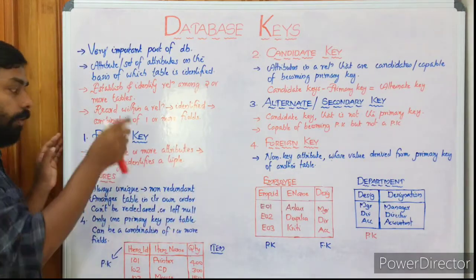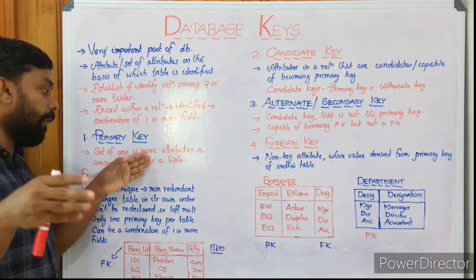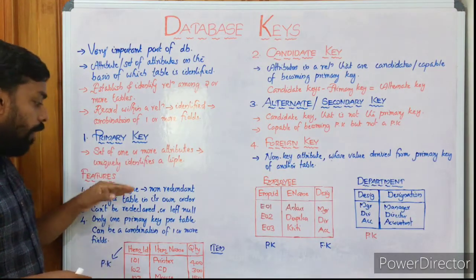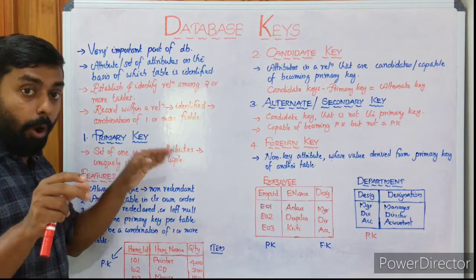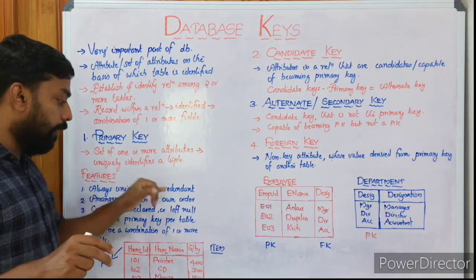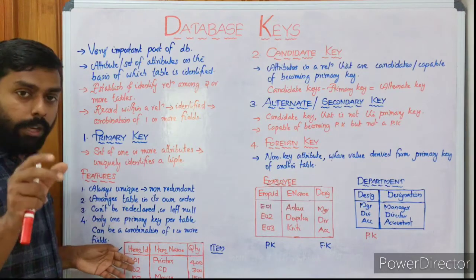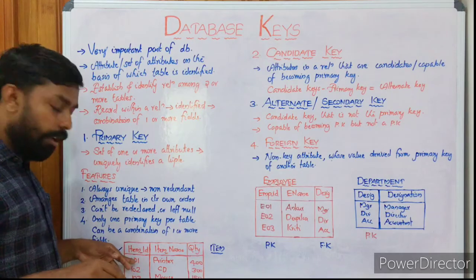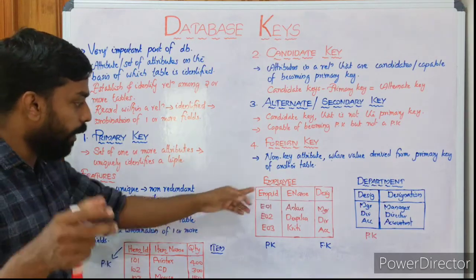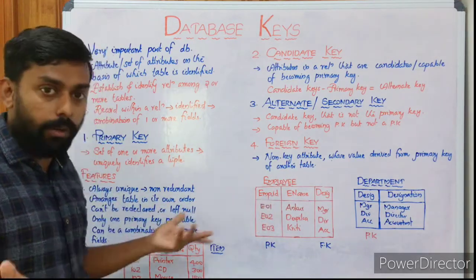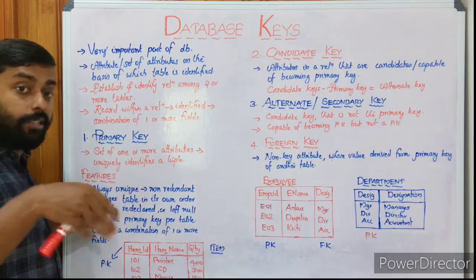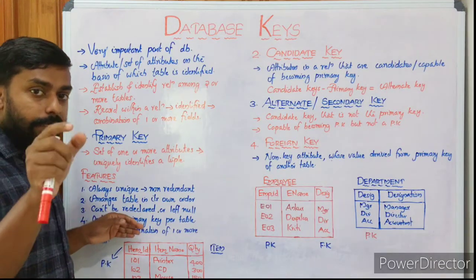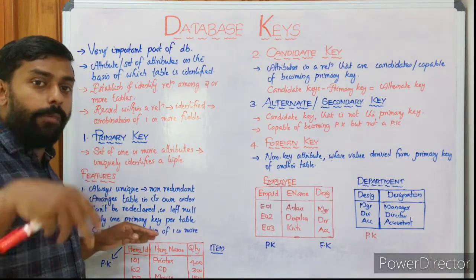Then we have four keys. The first one, primary key. It's a set of one or more attributes that uniquely identify tuples in a relation. Features: it must always be unique, non-redundant, and it arranges tables in its own order. Normally it will be a numeric value, or it can be alphanumeric, like I101, I102. Here in this case E01, you have seen. It cannot be null or redeclared. Only one primary key is present in one relation or table. It can be a combination of one or more attributes.